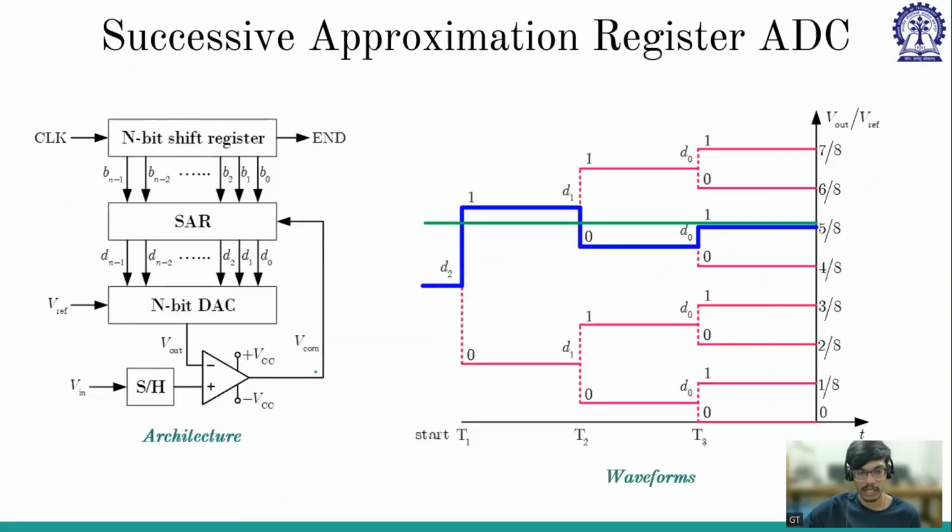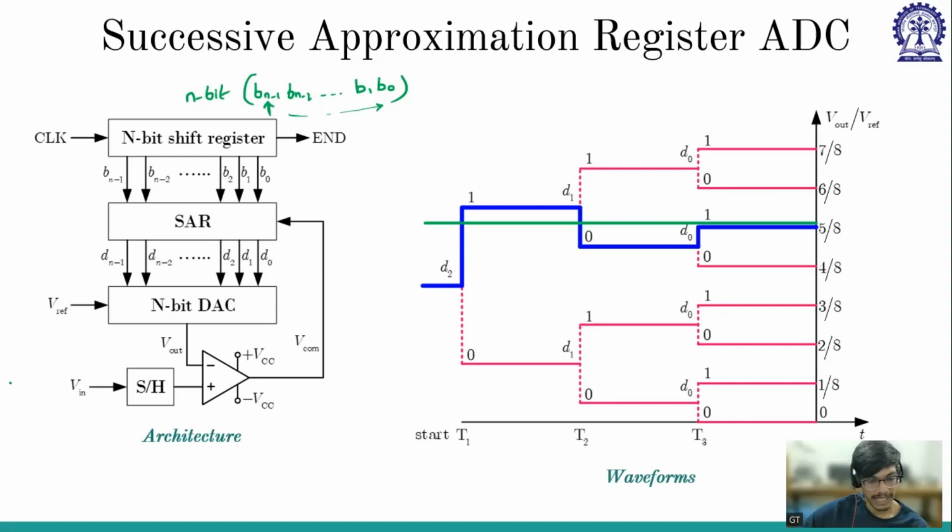This is one architecture, and the other one is the successive approximation register ADC. So in this ADC, what happens is, say there is an N bit register. So I will say Bn minus 1, Bn minus 2, and so on up to B1 and B0. They'll start from the MSB and then go to B0. So first they will have to find Bn minus 1, right?